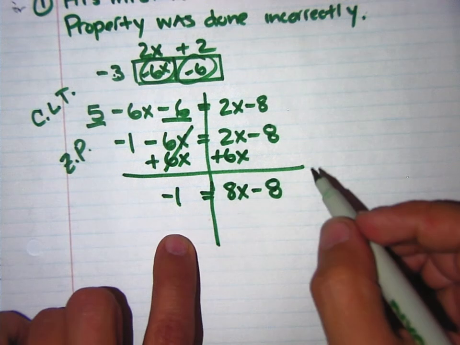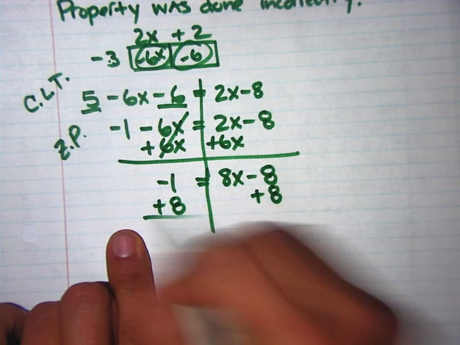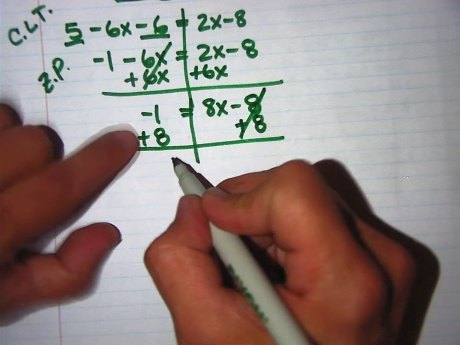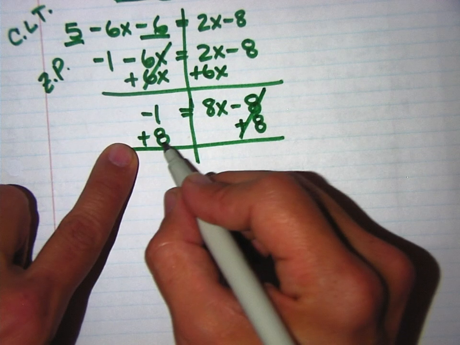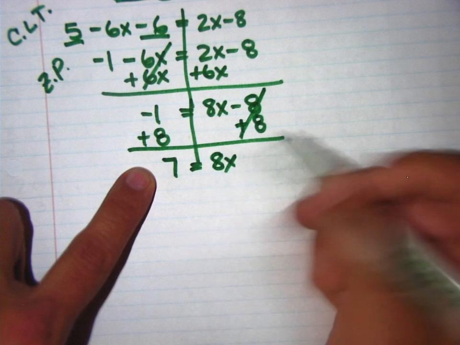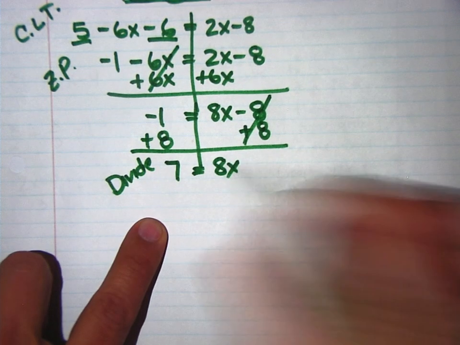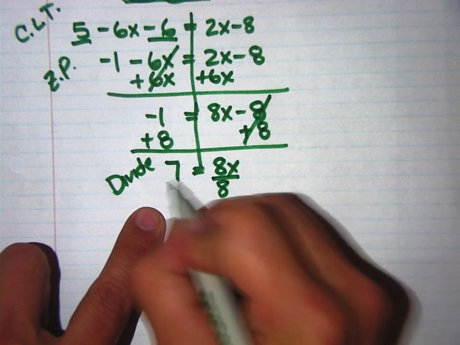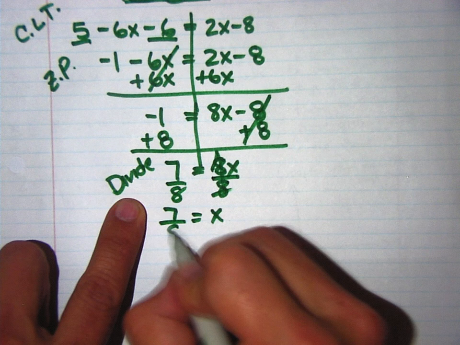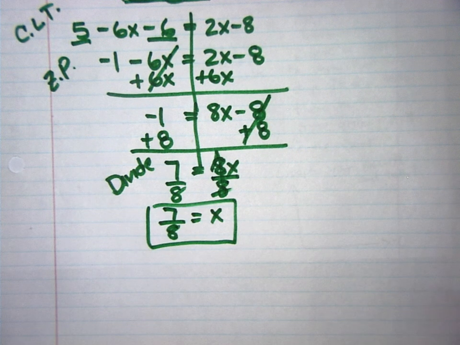Now what do we do? Add 8, right? Because you're isolating now the constants. And now what do you get? -1 plus 8, which is what? +7. 7 equals 8x. You're not done. Now we need to divide by the coefficient of x, which is 8. So my answer is 7/8. And if you could simplify, you simplify. If not, leave it alone. All right?